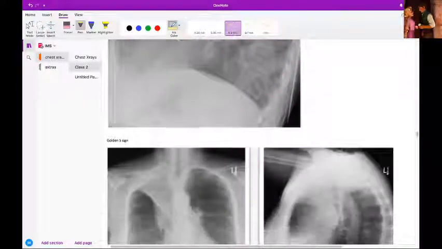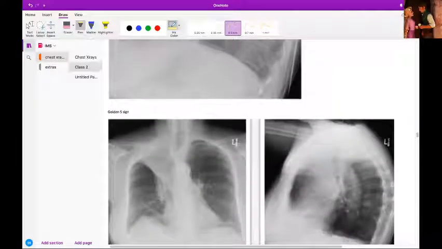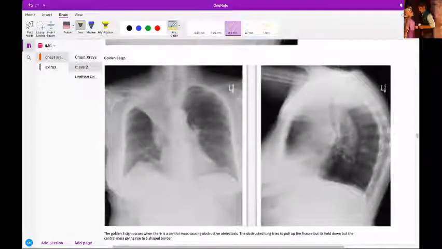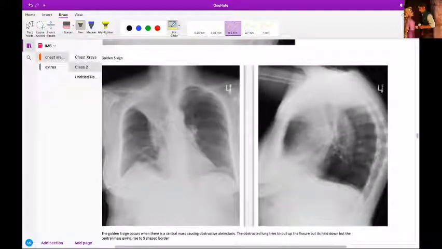Now a few more signs. We'll finish this quickly. This is the lobar obstructive atelectasis we saw. In obstructive atelectasis, you see a sign called the Golden S sign. This border that you're seeing is caused by the pulling up of the fissure. The horizontal fissure is pulled up because of the atelectasis. It's supposed to be somewhere over here, but it got pulled up by the atelectasis, so you get this edge.